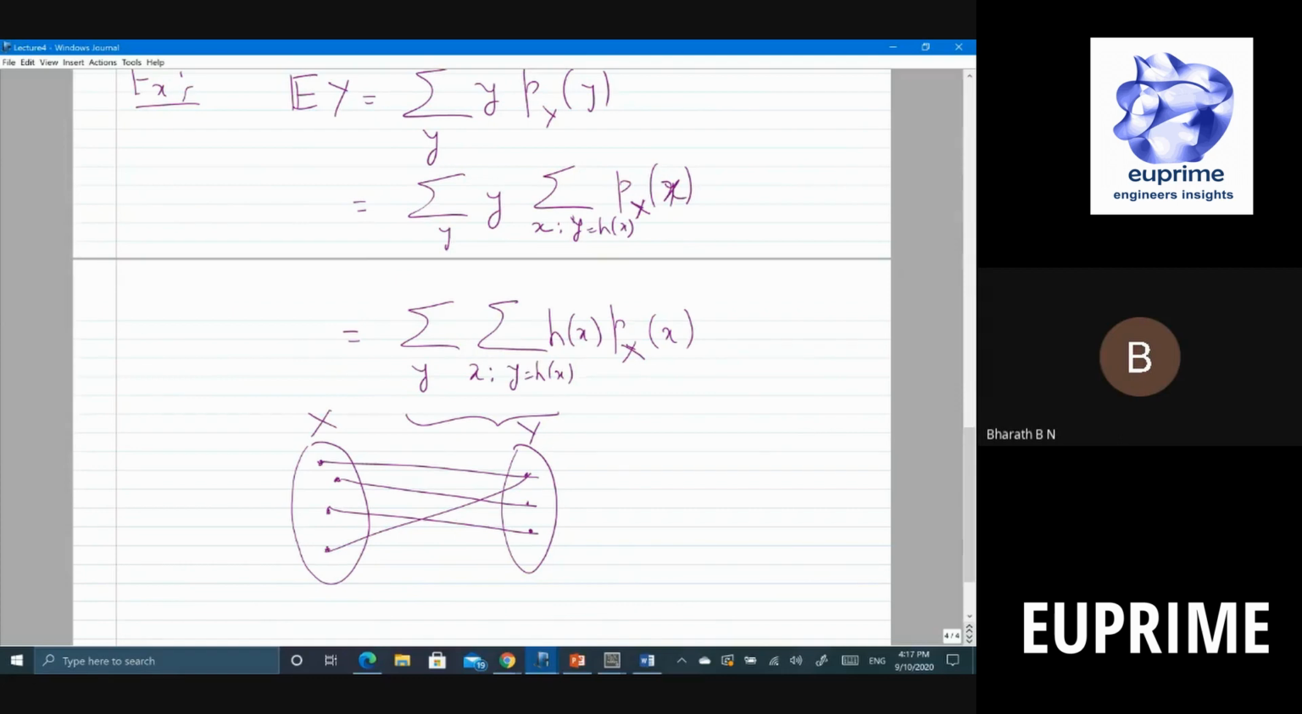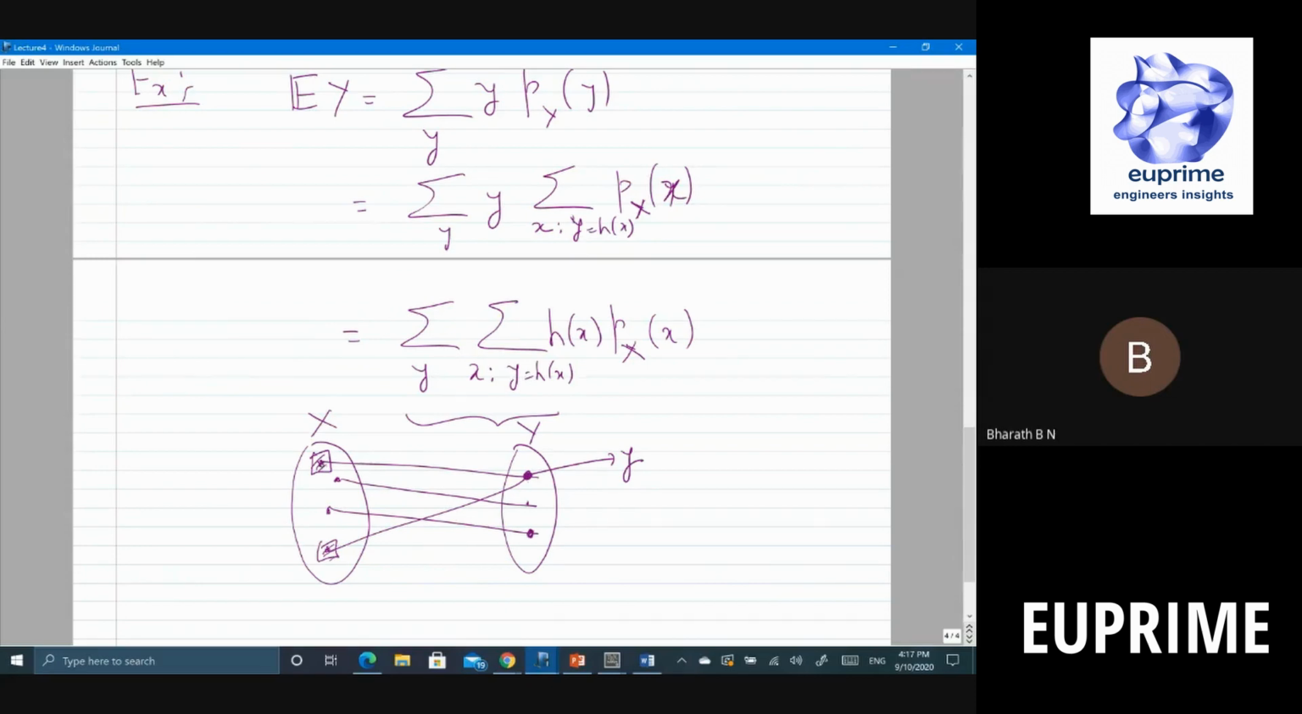Now what is the first summation doing? So I'll fix a y. For example, I'll fix this y. If I fix y, I'm looking at all those x's which got mapped to this y, right? So what are those x's? This x and this one, right? Do you agree? And what am I doing?